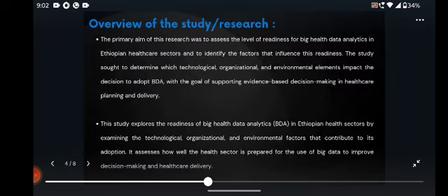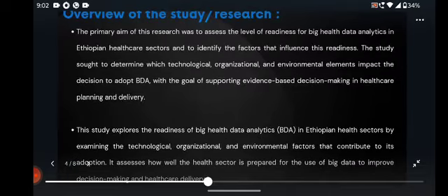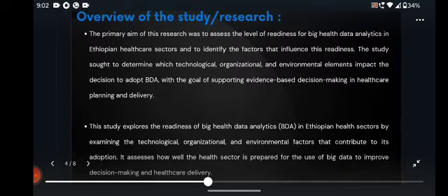The overview of the study. The primary aim of the research was to assess the level of readiness for big health data analytics in Ethiopian healthcare settings and to identify the factors that influence this readiness. The study sought to determine which technological, organizational, and environmental elements impact the decision to adopt BDA, with the goal of supporting evidence based decision making in healthcare planning and delivery.